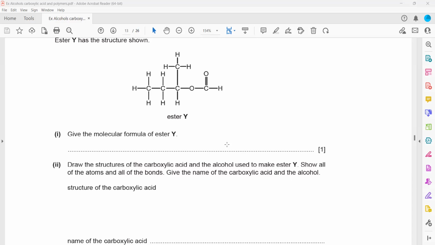Then draw the structure of carboxylic acid. Look, this part is from carboxylic acid. So a simple way to draw the structure: you draw the same part and then just put H. So this is the carboxylic acid which reacted here. What is the name of this carboxylic acid? One carbon. Methanoic acid. So this is methanoic acid, HCOOH.